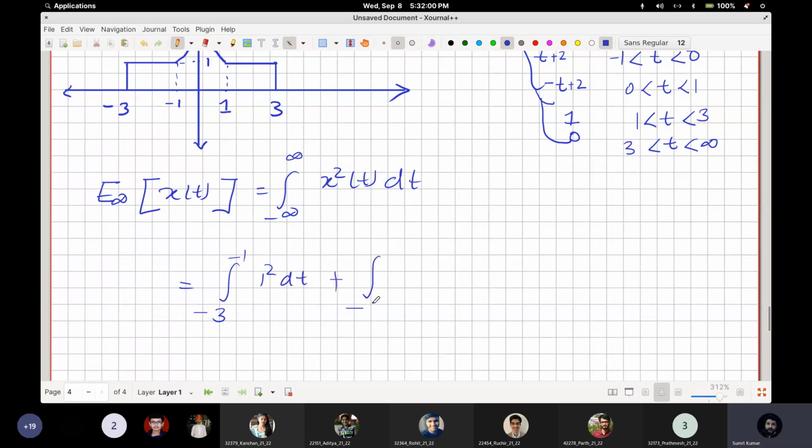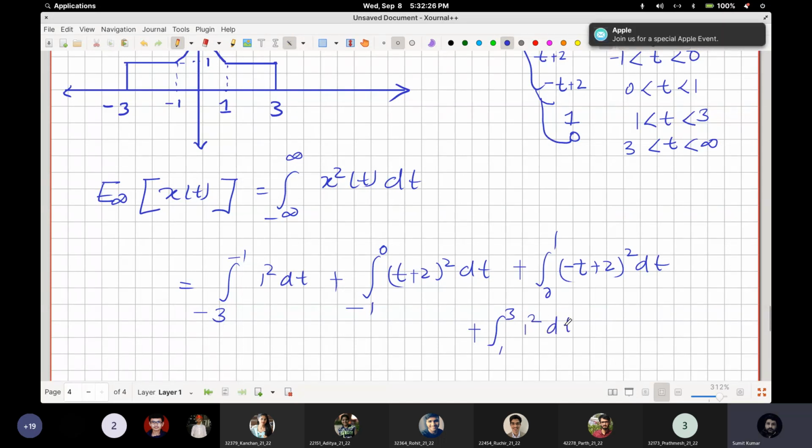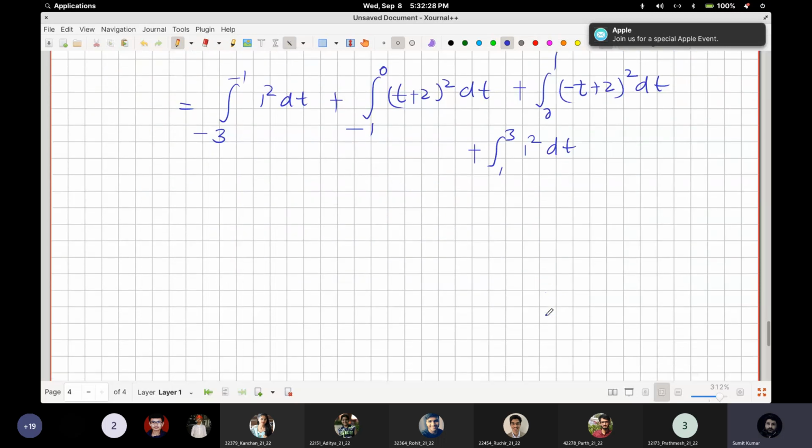And then from minus 1 to 0, it's going to be t plus 2 whole square dt. Then from 0 to 1, it's going to be minus t plus 2 whole square dt. And from 1 to 3, it's again 1 square dt. So this first part I'm just directly going to write. This is going to be 2, isn't it?